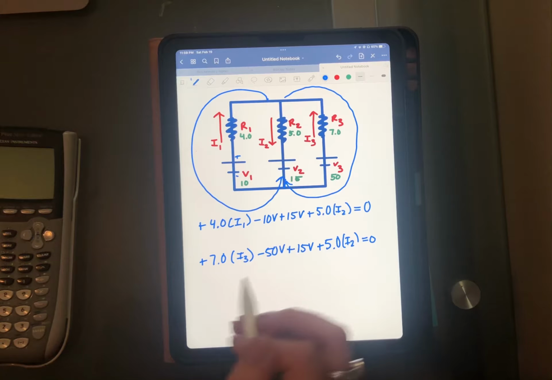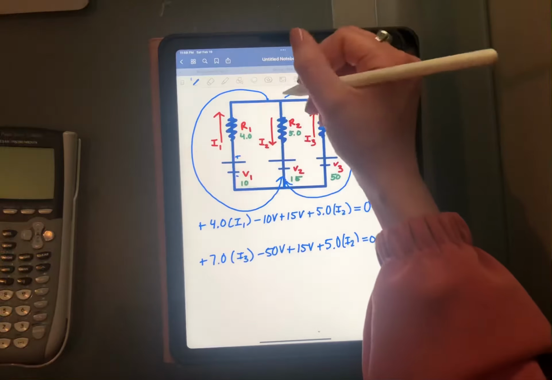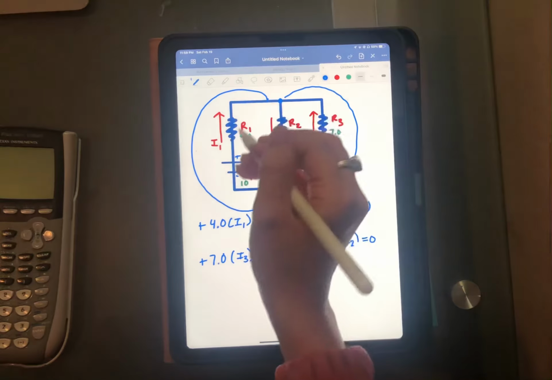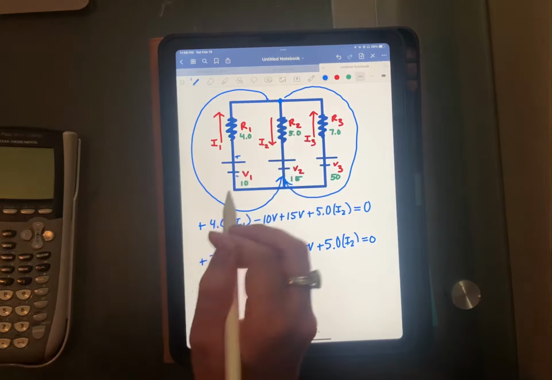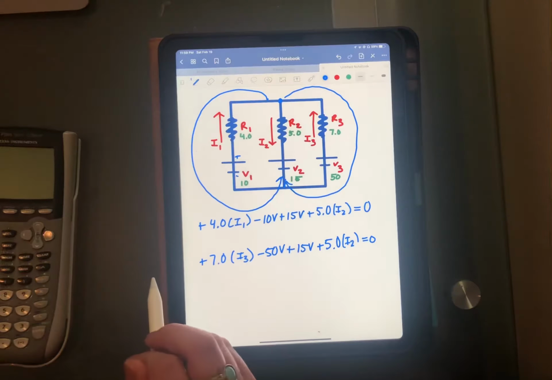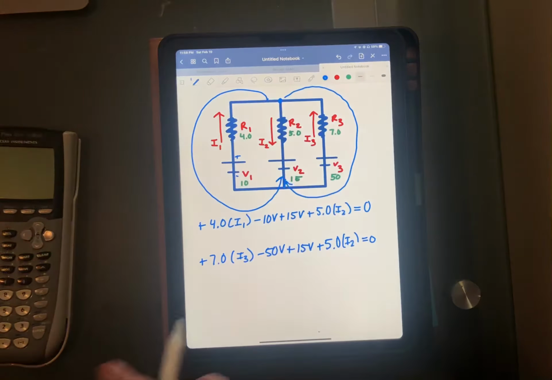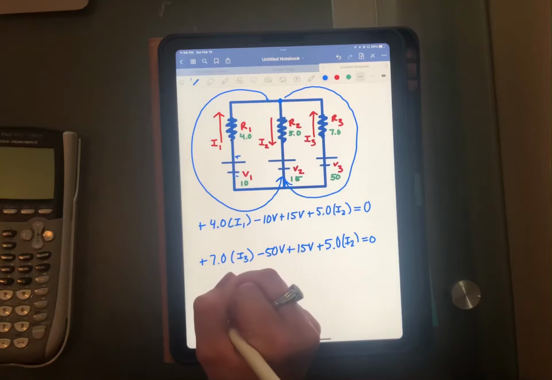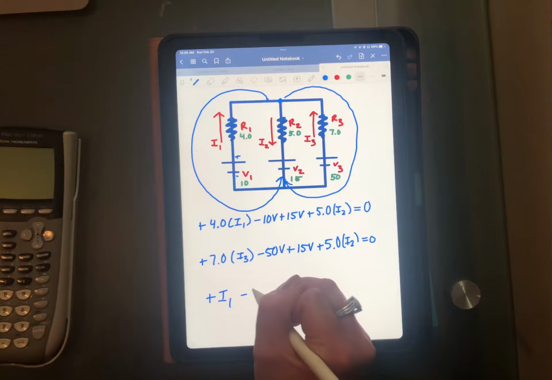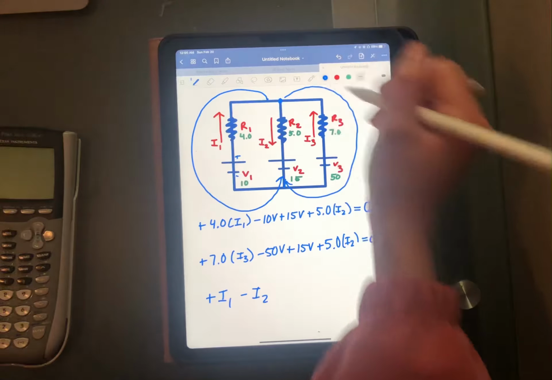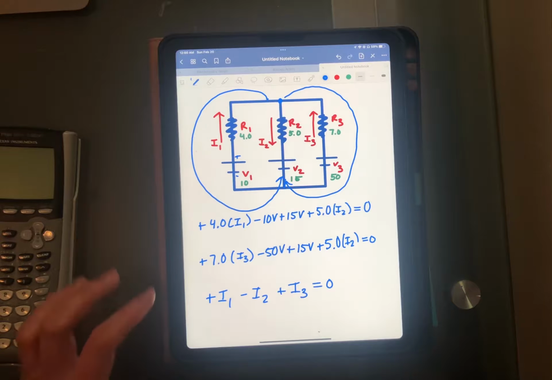Okay, so now we need to find one more equation, and this is going to show all of our currents. So we started right here at this junction. Now we need to see which way the currents are going in regards to this junction right here. I1 is going in, so that will be positive. Anytime the current goes in, it's always positive. Anytime it goes out, it's negative. So we'll write plus I1. I2 is going away, so it will be minus I2. I3 is going in, so plus I3. Set that equal to 0.